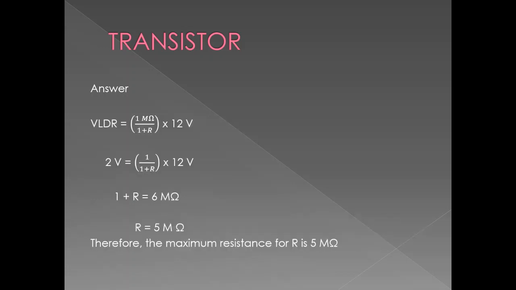So use the formula. Given that the LDR voltage is 2 volt and the resistance is 1 mega ohm, but we don't know the resistance of the resistor R. Use the formula, you should find this number, 5 mega ohm, is the maximum resistance of resistor R. So I use this R to represent the resistance of the resistor R.